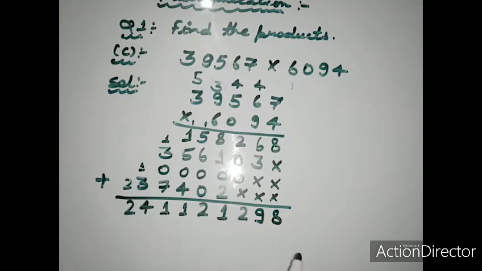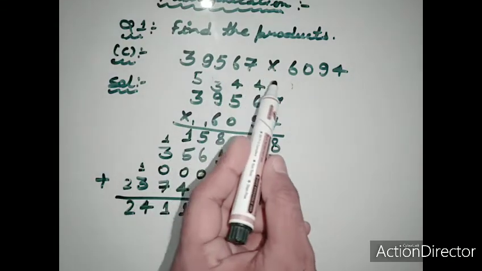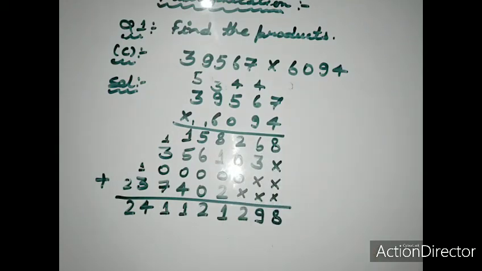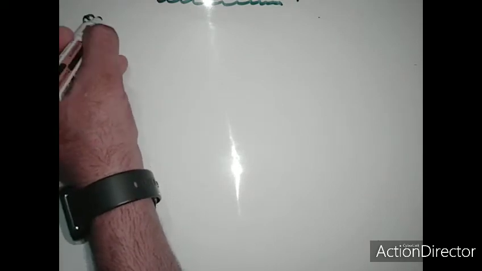So when we multiply these two numbers, 39,567 and 6,094, here we get the product 24 crore 11 lakh 21,298. Now students, here we take some word problems related to multiplication.